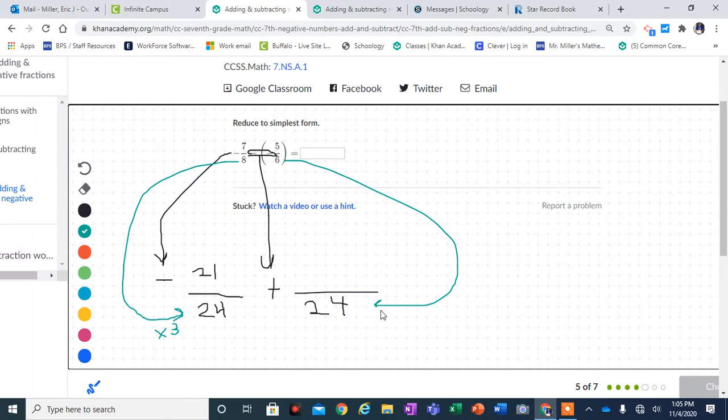From there to there, I would multiply by 4. So then 5 times 4 means that this top number is going to become a 20. So this is a negative 21, and then you add 20. You owe someone $21, you pay them back 20, you would still owe them 1 over 24 then. So negative 1 over 24.